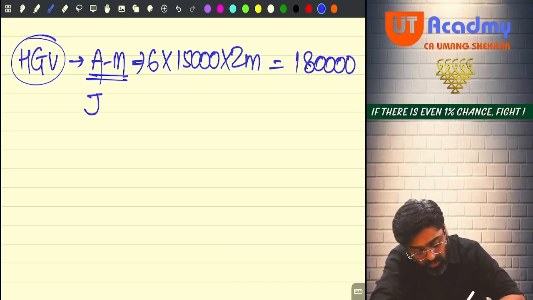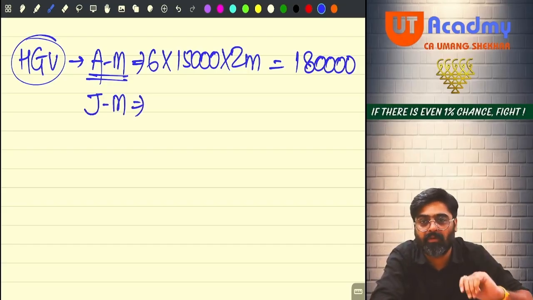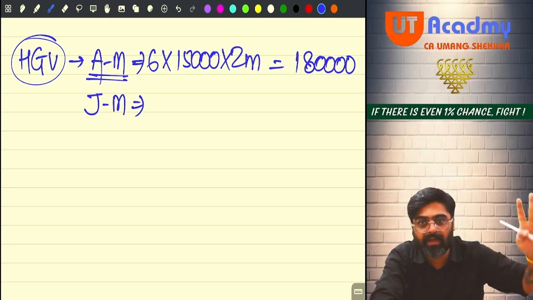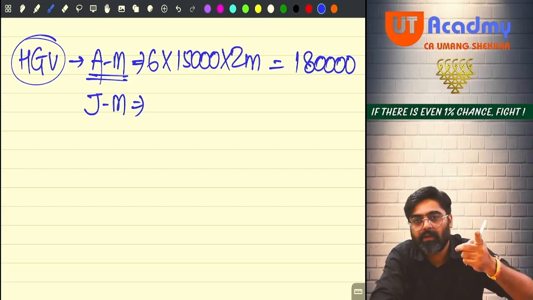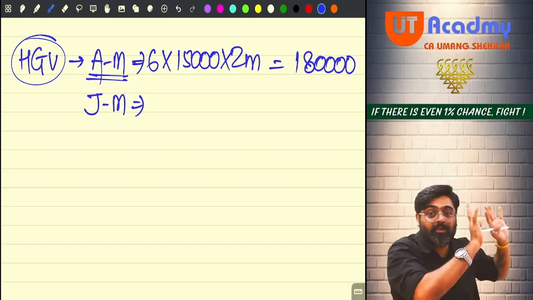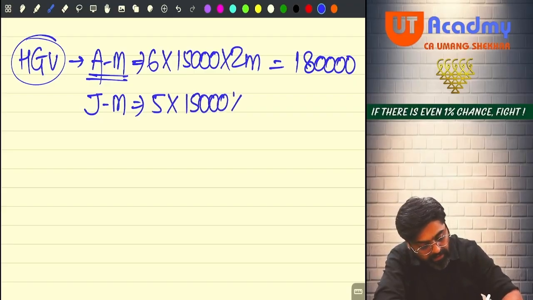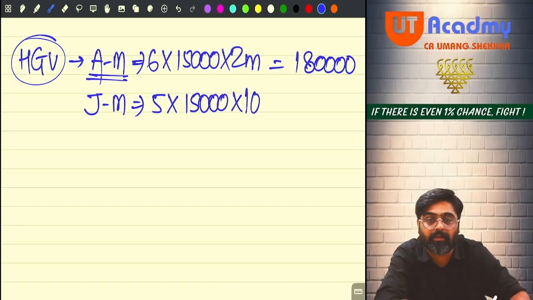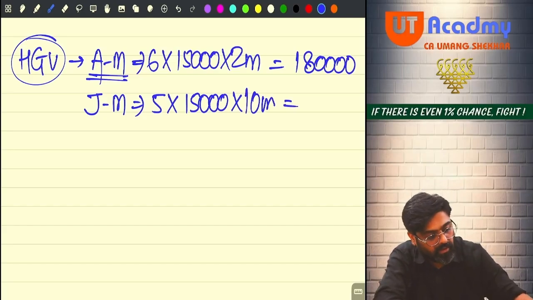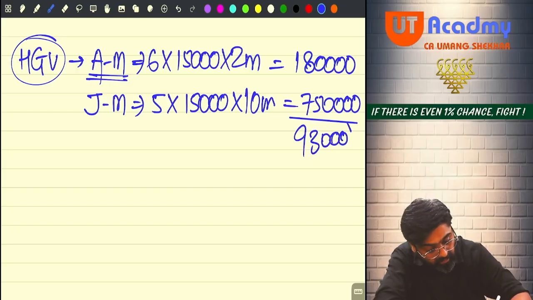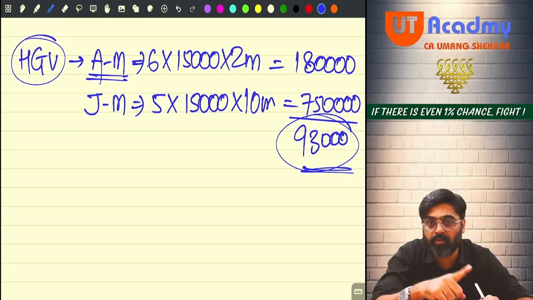Now from June to March, only 5 heavy goods vehicles will be there, because he is already selling 1 in the month of May. He had 6 vehicles, and out of that 1 he is selling in May. So from June, he is not having 6 heavy goods vehicles, he is only having 5. So from June to March, 5 vehicles, 15,000 per month into how many months? June to March, 10 months. So calculate this: 15,000 into 5 into 10. You will get 7,50,000. Now can you add all this? 7,50,000 plus 1,80,000, you will get 9,30,000. So 9,30,000 will be your total minimum income from heavy goods vehicles. This much or more you have to show from heavy goods vehicles.